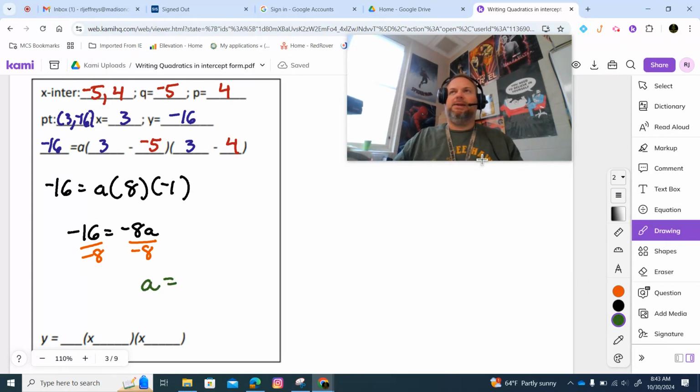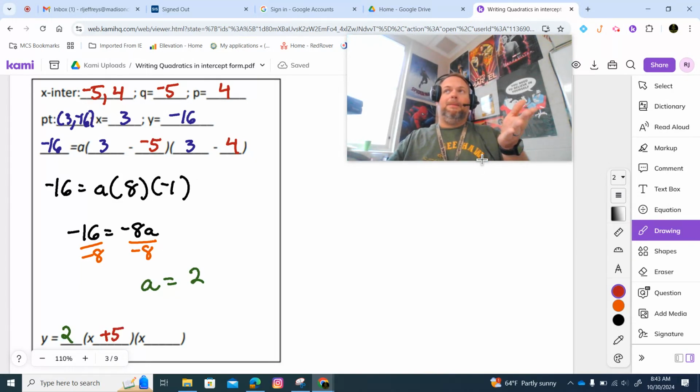So what did y'all get for A? It would be 2. So that 2 would go there. So if our x-intercept is -5, we write it here as +5. Mm-hmm. Yep.